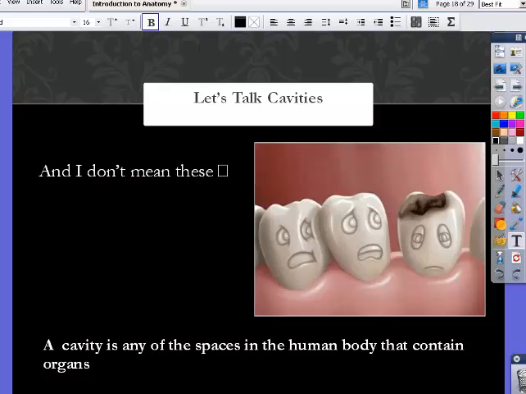Okay guys, so this is day 2 of the lectures that I've been making. Today we started out day 2 with let's talk about cavities, and I have the little funny picture up there with a tooth that has a cavity in it. I do not mean cavities that we get in our teeth. When I say cavities, I actually mean the spaces in the body that contain organs. So anytime you hear cavities in anatomy and physiology, it's the latter part that you need to think about.